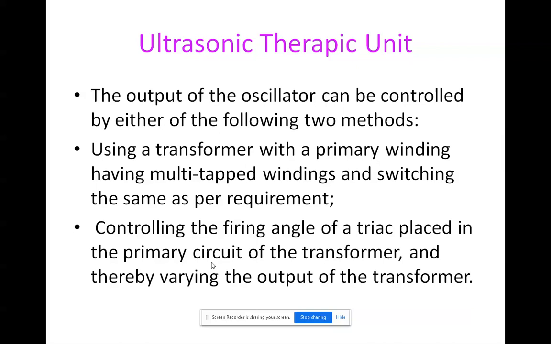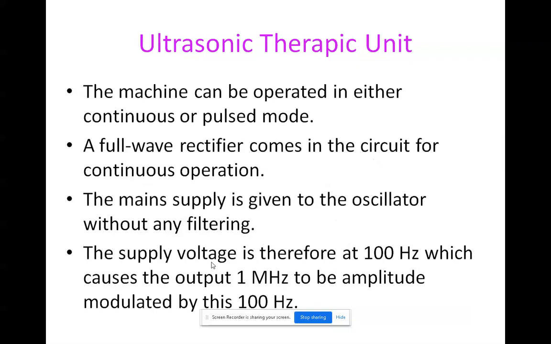So the second method, first method is multi-tap winding. Second method, you can place the triac. I think you all know what a triac is. Diode, diac, triac. Okay. So the triac will be placed in the primary winding of the transformer to provide the firing angle, okay, to control the output of the transformer, which will be maintaining the oscillator output, okay.